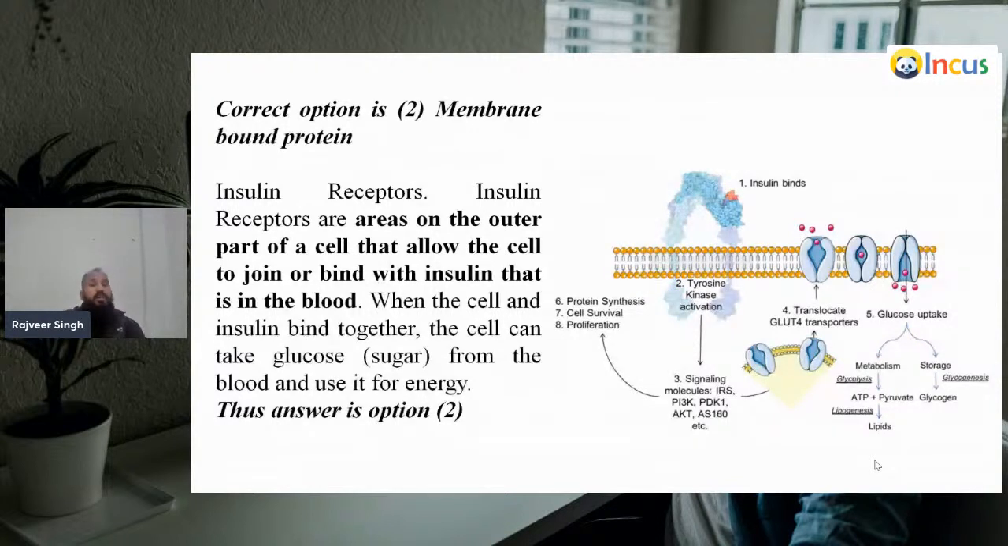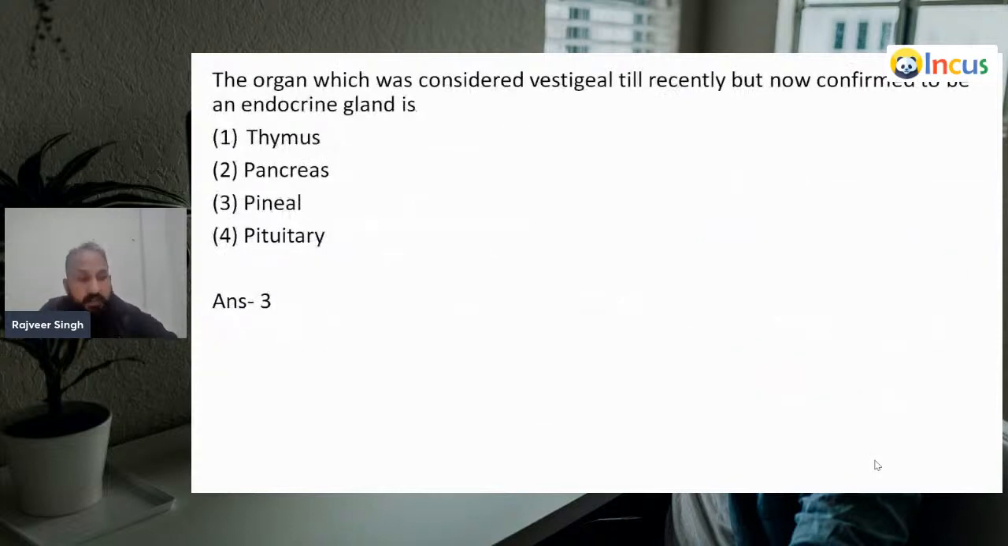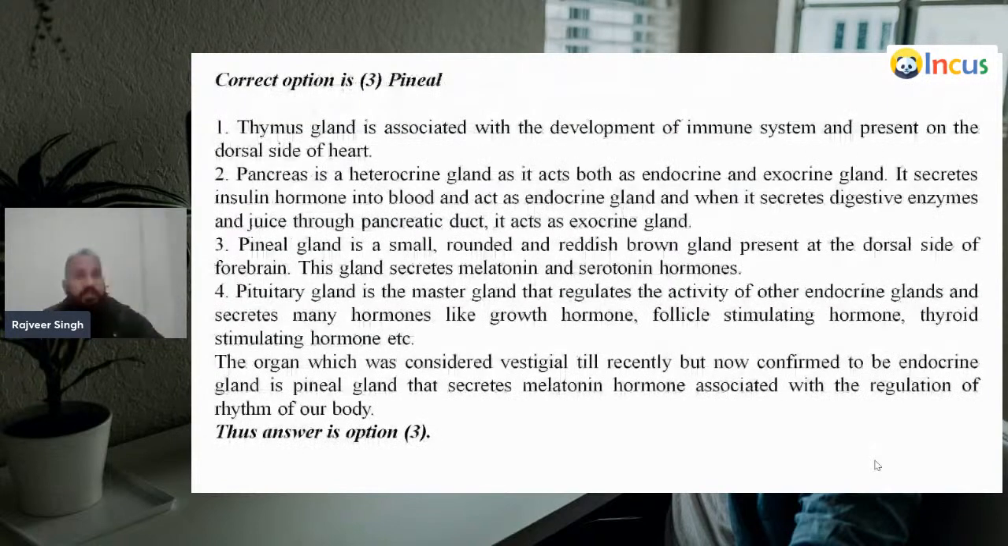Next one: the organ which was considered vestigial till recently but now confirmed to be an endocrine gland is what? Thymus, pancreas, pineal and pituitary. Yes, the answer will be pineal. Because here the thymus gland is associated with the development of the immune system and is present on the dorsal side of the heart. And as I told you, that is why the thymus is the gland of immunity.